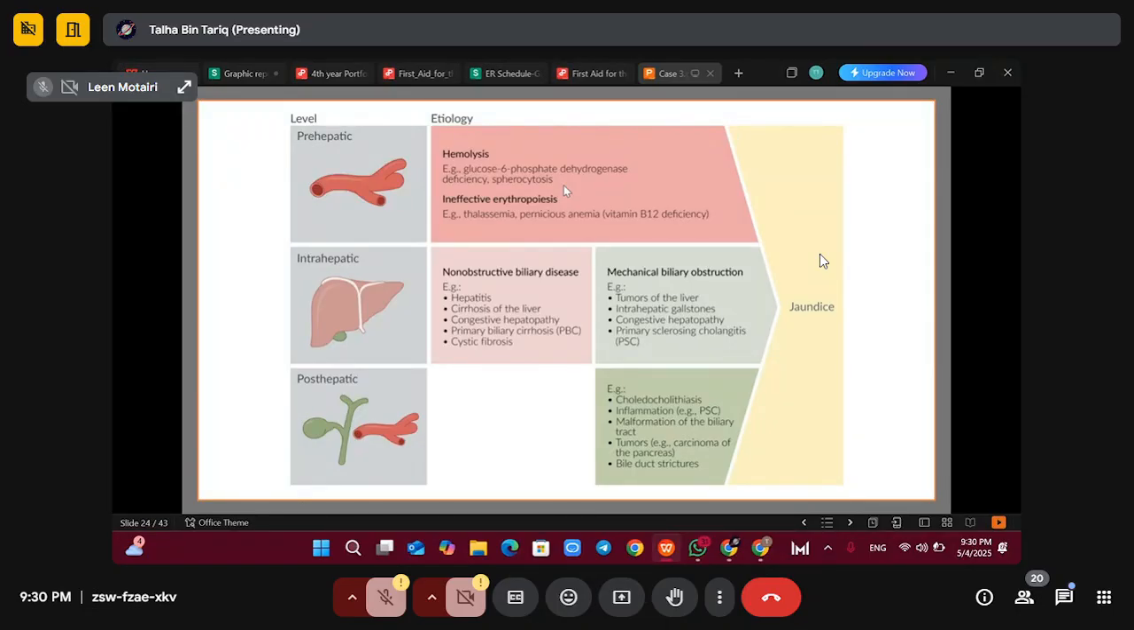Or it can be ineffective erythropoiesis, right? In thalassemias, pernicious anemia. Ineffective erythropoiesis means that there is ineffective formation of red blood cells. So once there are these two causes, these come under prehepatic, these will increase the serum bilirubin levels and result in jaundice. Then you have the intrahepatic causes. You have the non-obstructive biliary diseases. Sorry, guys.